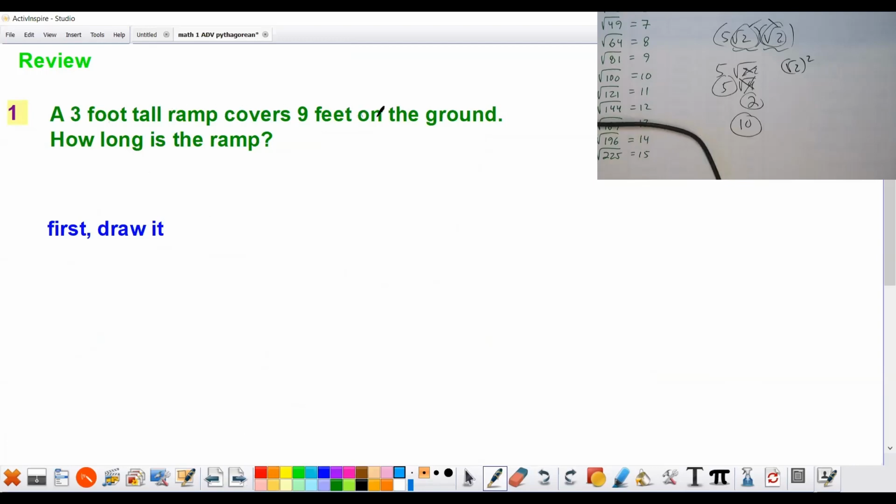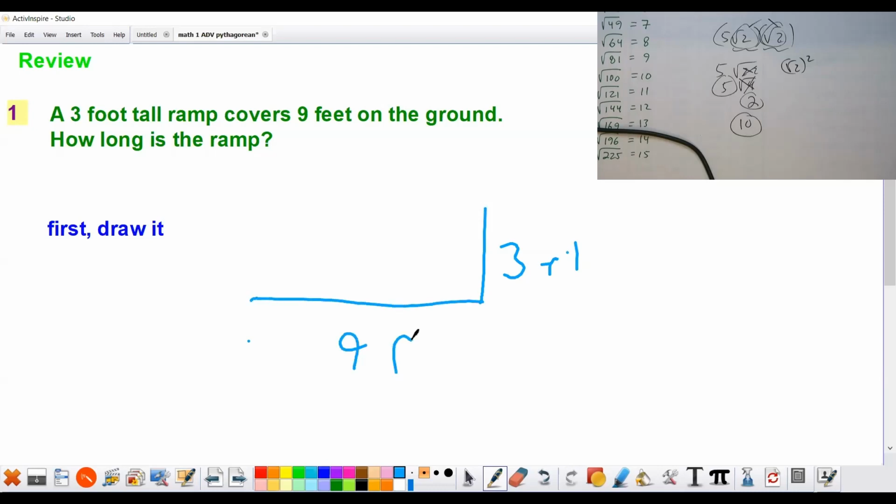A 3-foot tall ramp covers 9 feet on the ground. How long is the ramp? Draw it. Okay, let's see. A 3-foot tall ramp covers 9 feet on the ground. Here's the ramp. Here you are, trying to get up the ramp. How long is the ramp?